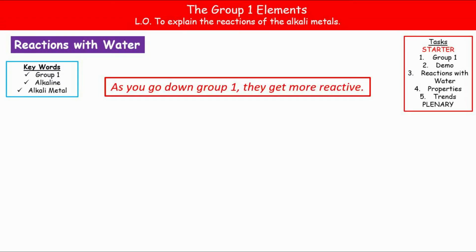Hopefully what we've written down is that as we go down group 1, they get more reactive. Think about it, lithium, which is near the top of group 1, just fizzed slowly. But by the time we've moved further down to potassium, it catches fire, it explodes, it's way more exciting and therefore way more reactive. So the further down group 1 we go, the more reactive they get.